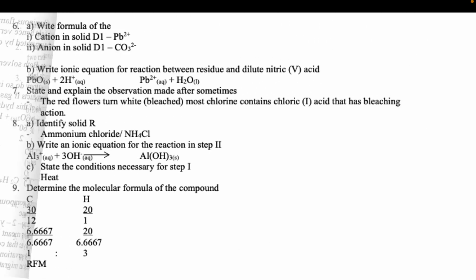A. Write the formula of the cation in solid D1: Pb2+. B. Anion in solid D1: CO3 2-. B. Write an ionic equation for the reaction between the residue and dilute nitric acid. PbO(s) + 2H+(aq) → Pb2+(aq) + H2O(l).